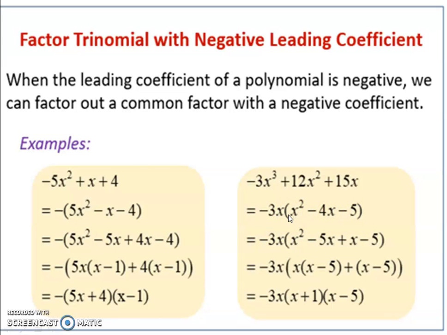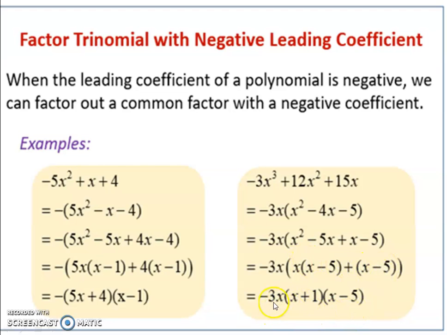Here no coefficient is there, so we consider 1. 1 into 5 is 5, and we know that minus 5 plus 1 gives minus 4. So middle substitution: x square minus 5x plus x minus 5. We take x common, so x minus 5 is the first factor, plus we take 1 common, so x minus 5 is the second factor. So x plus 1 is the first factor, and x minus 5 is the second factor.